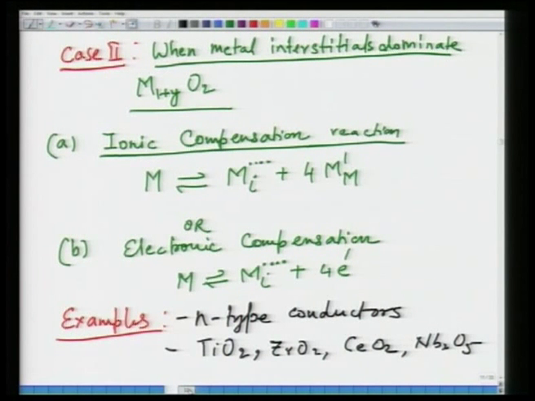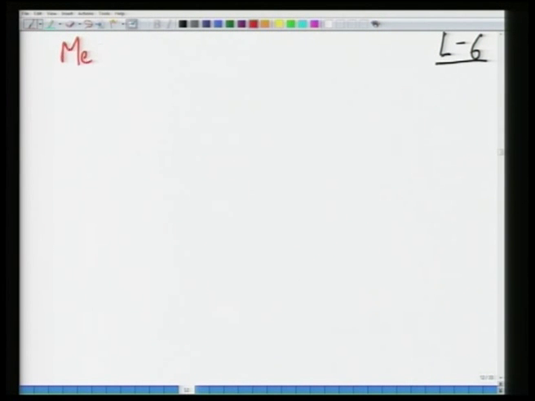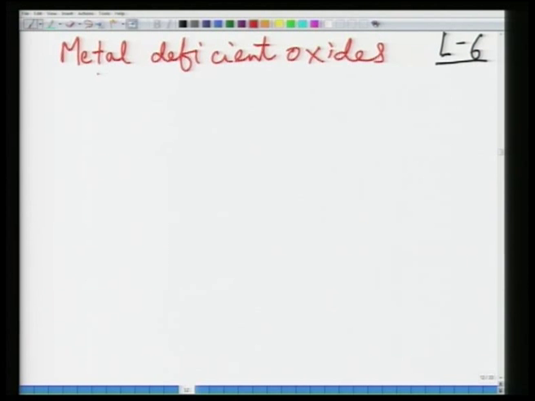So, now we will look at the case of metal deficient oxides. In the case of metal deficient oxides, as you can guess intuitively, it would be either metal vacancies or oxygen interstitials if it was excess oxygen in the case of an excess oxide. So, metal deficient would in this case be another case of oxygen excess, and formation in this case typically happens at the surface.